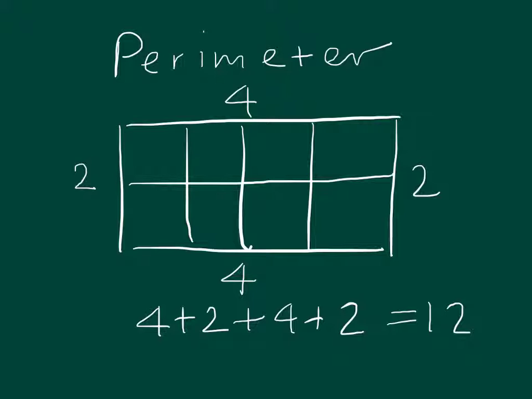There is another way we can do this. Because we know that we've got two sides that are the same, we could also do this by doing 2 times the two different side lengths added together. So 2 times 4 plus 2. Now 4 plus 2 is 6, so our perimeter is 2 times 6 is 12. So you can do it either way, and you'll find out the perimeter of your rectangle.